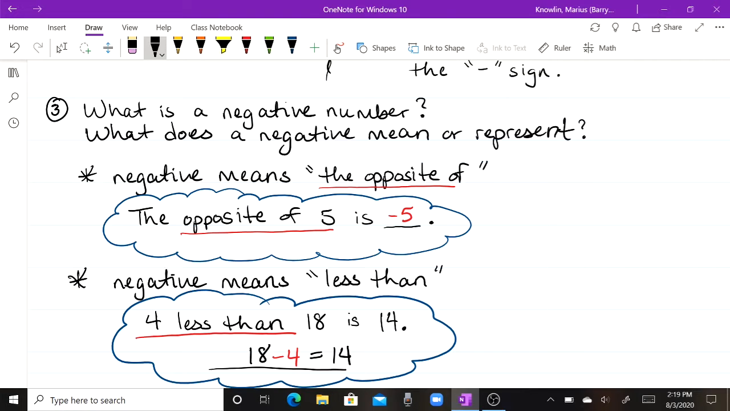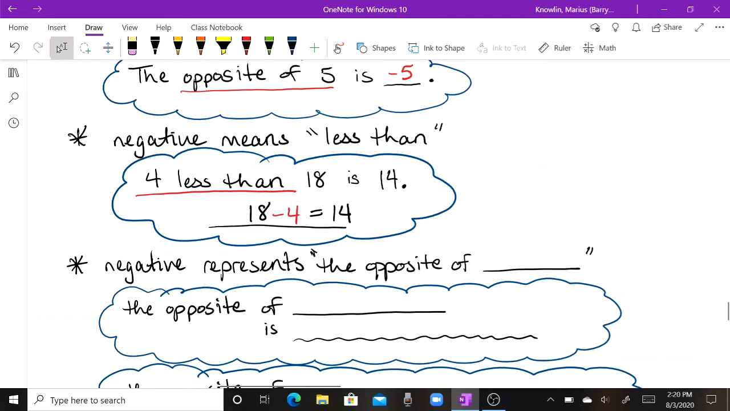All right, you may have thought about it as subtraction prior to this, but from here on out it's either positives or negatives. So even when you're thinking about adding and subtracting, you're really adding positives or you're adding negatives. Okay, what else could it mean? Well, the negative represents the opposite of something.